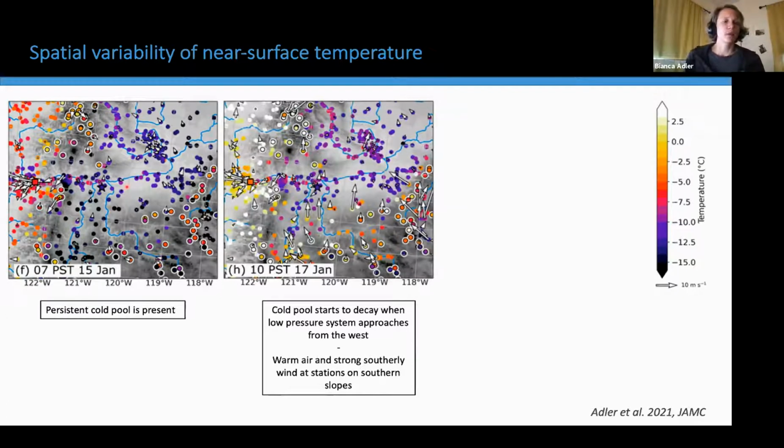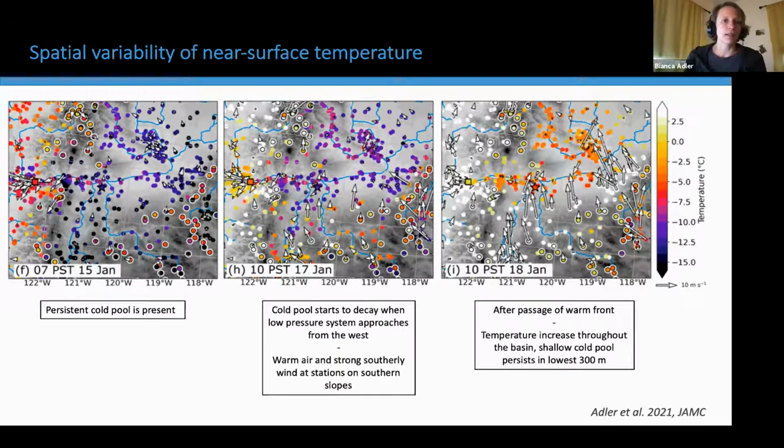Then when the cold pool finally started to decay, we saw in the profile measurements that warm air and strong winds intruded the basin. And this is nicely visible here in the horizontal distribution as well. So we observed strong winds and warm air on the southern slopes of the Blue Mountains during the period when the cold pool started to decay.